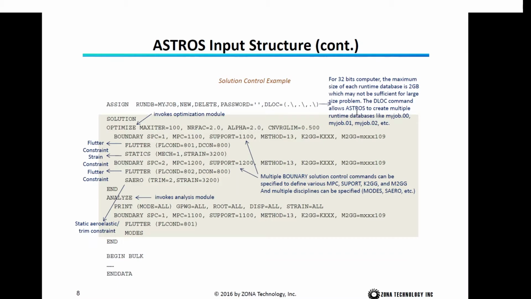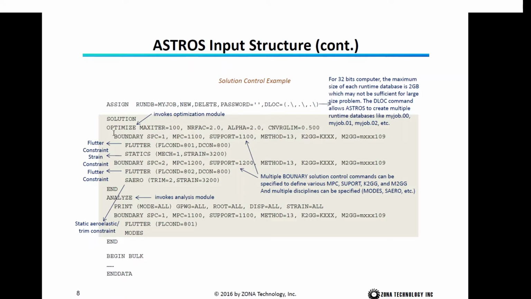The dlog command allows ASTROS to create multiple runtime databases. So you say dlog equals parentheses dot backslash common dot. Each dot backslash will create one runtime database. So if you have a 3 dot backslash, then ASTROS will create myjob.00, myjob.01, myjob.02. So you create 2 GB runtime databases. Then you have to specify solution.